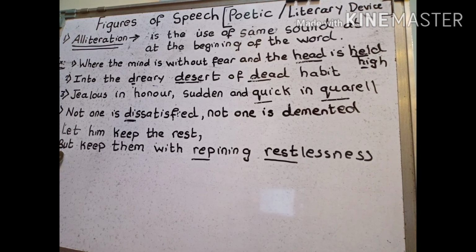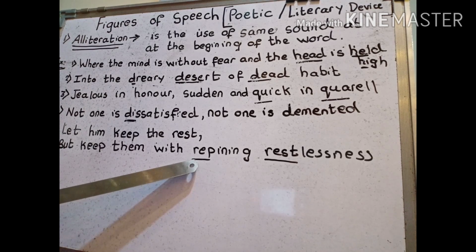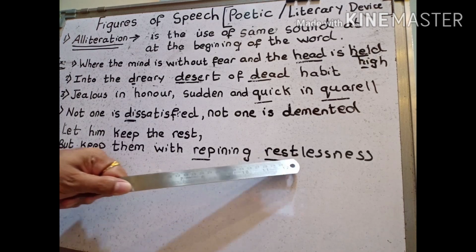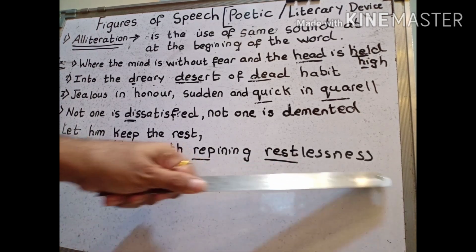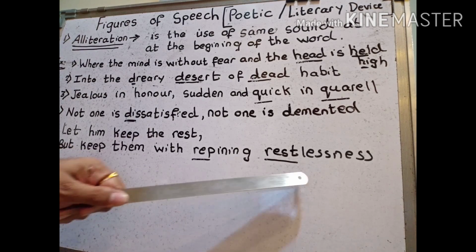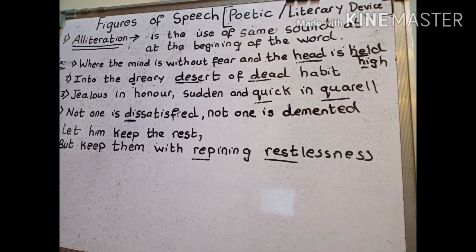So here he says is that let him keep the rest and keep them with repining restlessness. So the sound of repining restlessness, the sound of r is repeated very often. So repining restlessness. You can see how the sound is repeated. That makes it a very good example of alliteration.